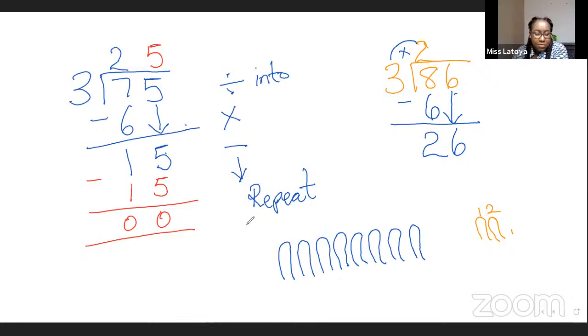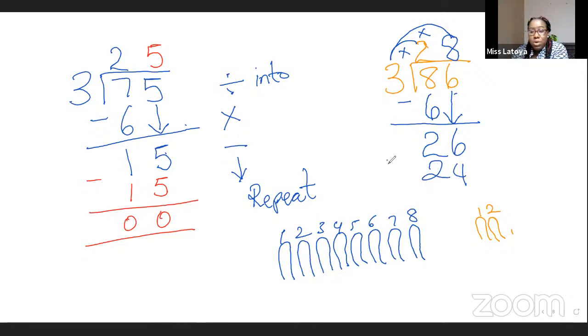So let's check the number of fingers we have up. 1, 2, 3, 4, 5, 6, 7, 8. So 3 can go into 26 8 times. What happens when I write the number on top here? The next step is to multiply. 3 times 8 is going to give me 24.